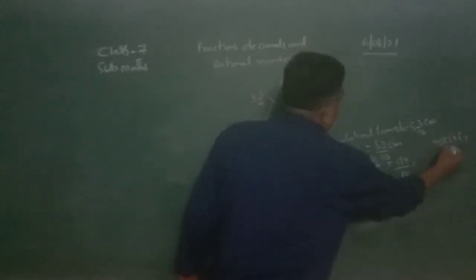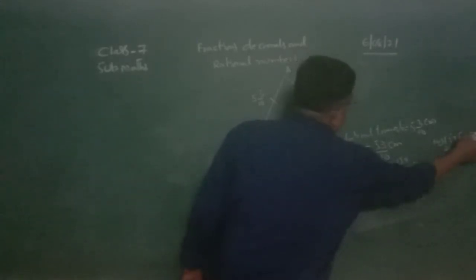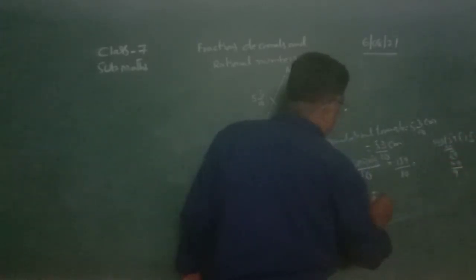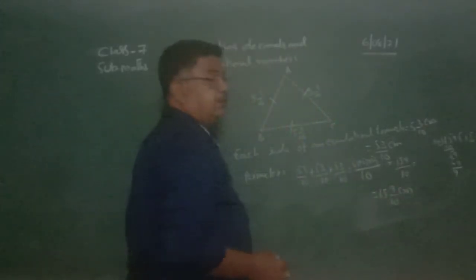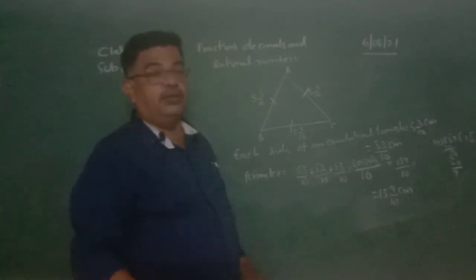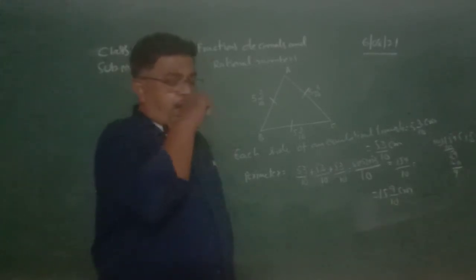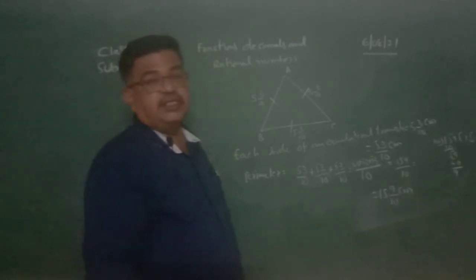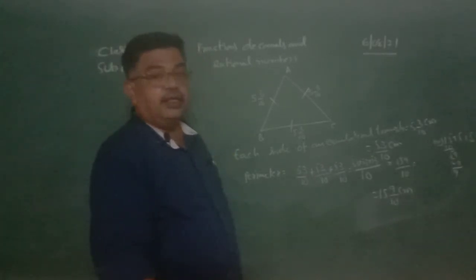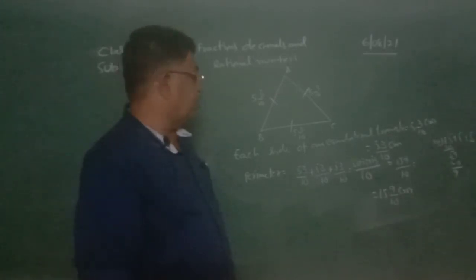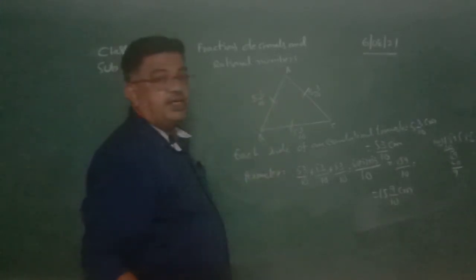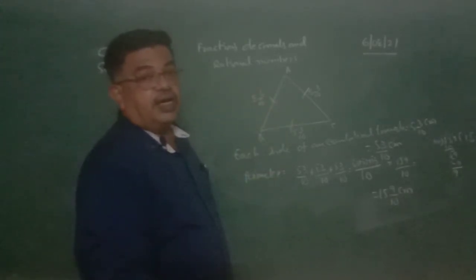You divide 159 with 10. 10 ones 10, remainder 5, 9. 10 fives 50, remainder 9. So the total length of the triangle is 15 9 by 10 centimeters. You can multiply also, because all the three sides are same. Either addition or multiplication is possible here. 3 into 53 by 10 will give us 159 by 10, and the perimeter of the equilateral triangle is equal to 15 9 by 10 centimeters. All the three sides are equal. Such triangles are called equilateral triangles.